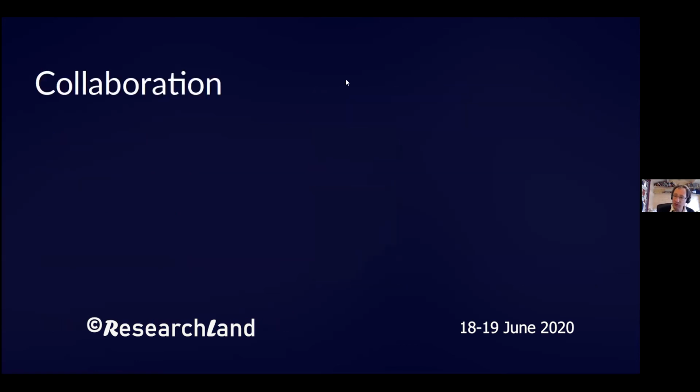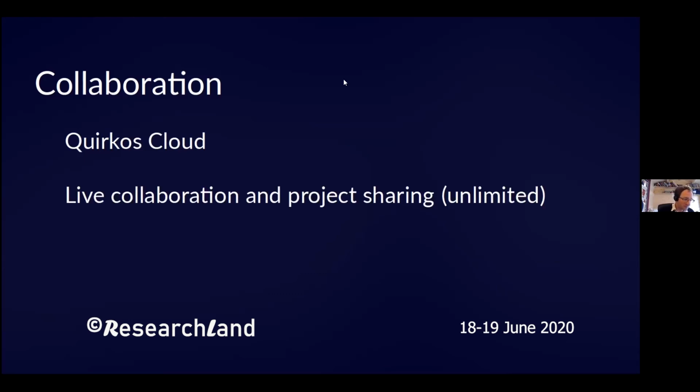Now, Quirkos also has new features for collaboration, which are quite new. So earlier this year, we launched Quirkos Cloud. And what that means is that the data can be stored not just on your own computer, but on a live cloud server. And that means that you can collaborate with people on qualitative projects live. So you can both be doing coding on the same project at the same time. There's no need to merge. There's no need to download a project and upload it again. And there's unlimited project sharing. So you can share with any number of people, and any number of people can work on the project at the same time.